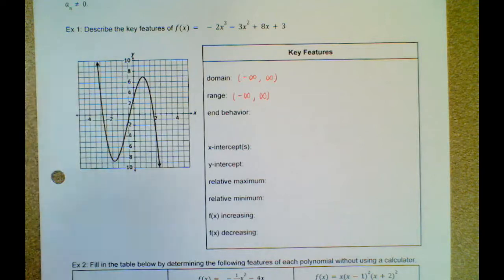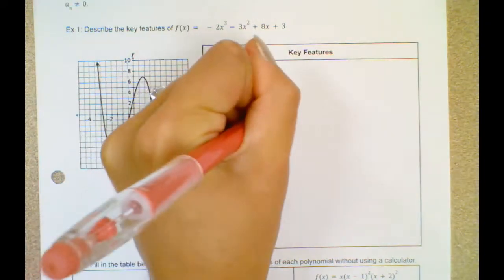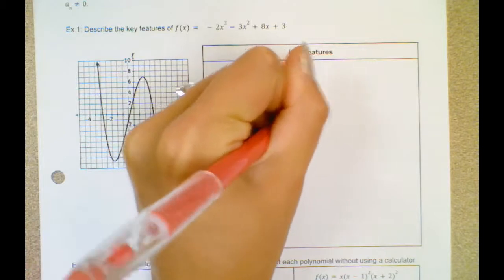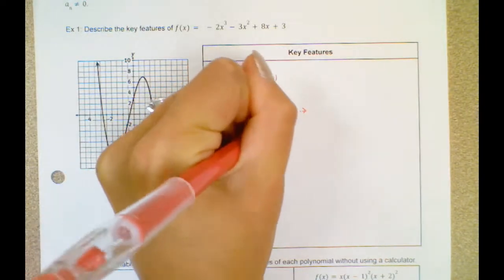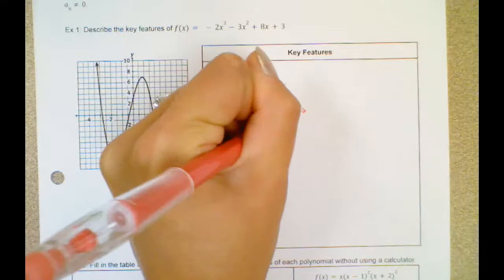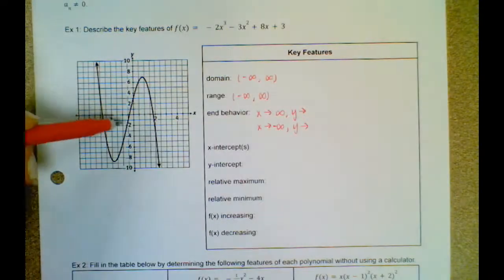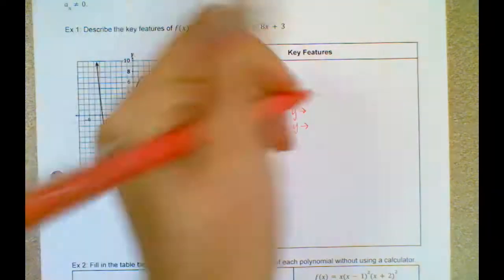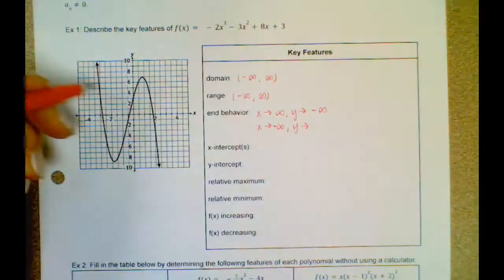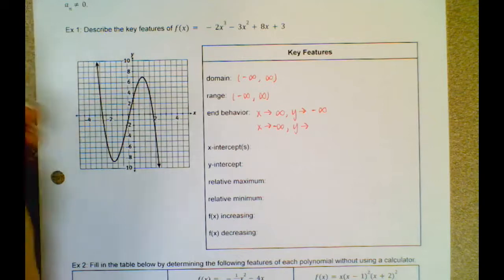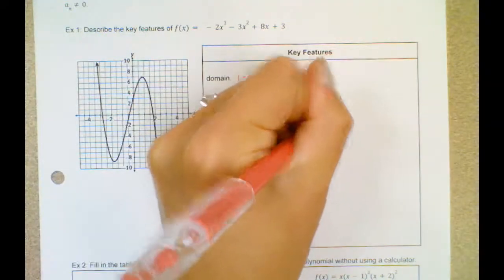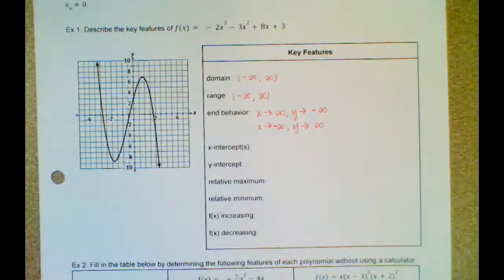The end behavior, this is when you read as x goes to positive infinity, where does y go? And as x goes to negative infinity, where does y go? So as x goes to positive infinity, y goes to negative infinity because it's pointing down. And as x goes to negative infinity, my y values go up, so y approaches positive infinity. Alrighty.